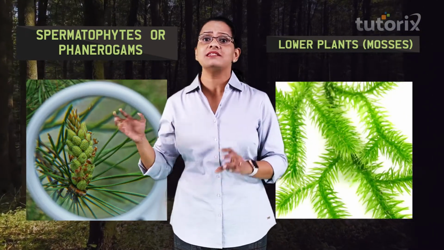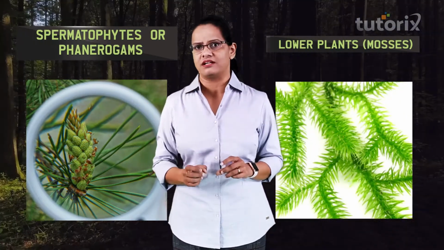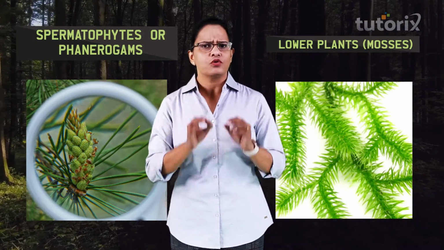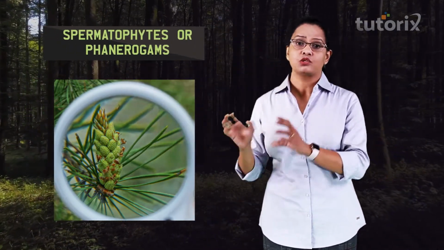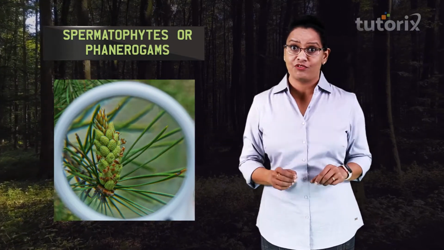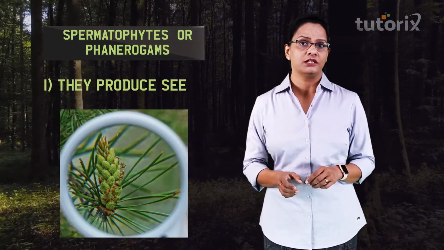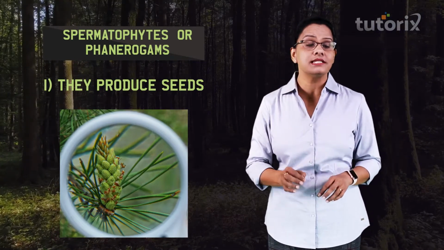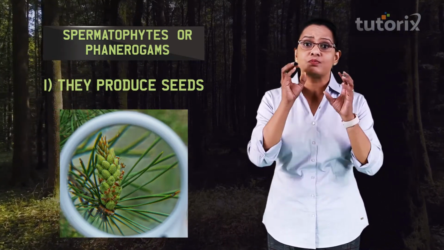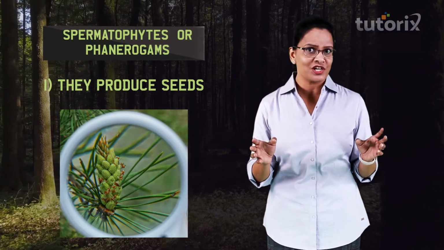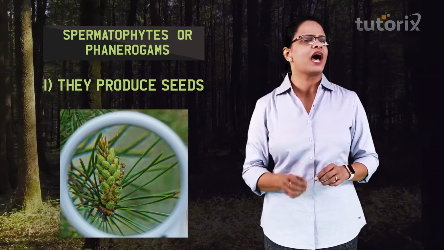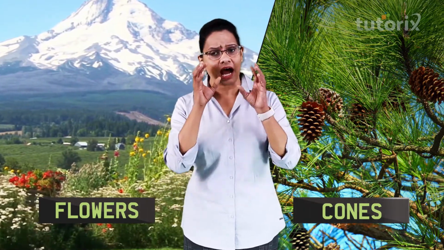So the seeded plants are more advanced than the earlier lower plants. But guys, we should know some features of these spermatophytes which make them advanced. The first feature is that obviously they produce seeds. But do you know that these seeds are produced inside special structures? What are those special structures? Well, I think you have an idea. The special structures are the flowers and the cones. Yes friends, in spermatophytes, the seeds are present either in the flowers or on the cones.